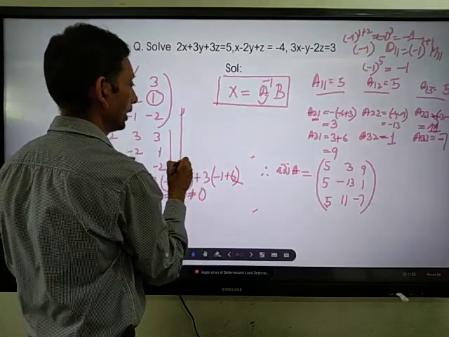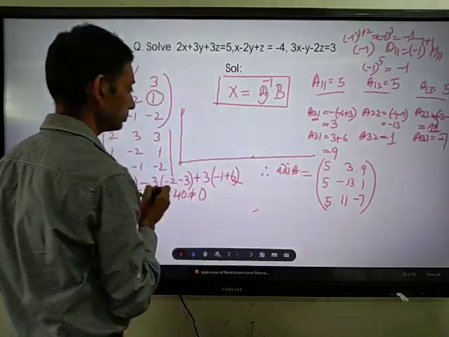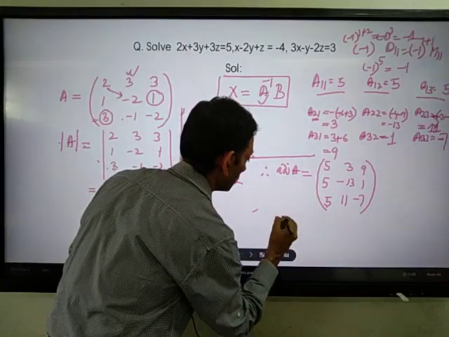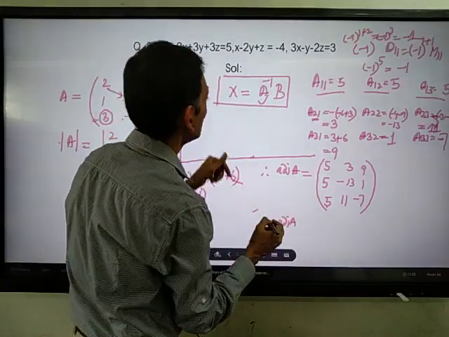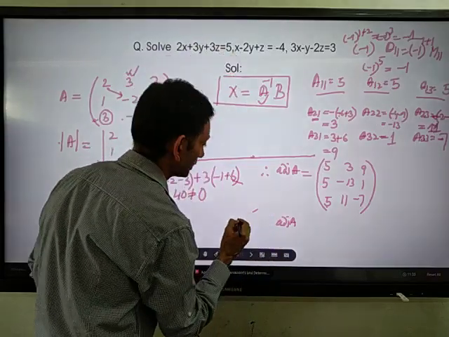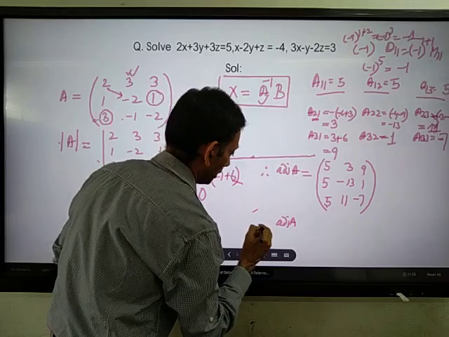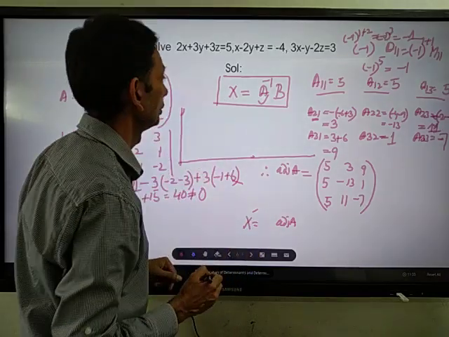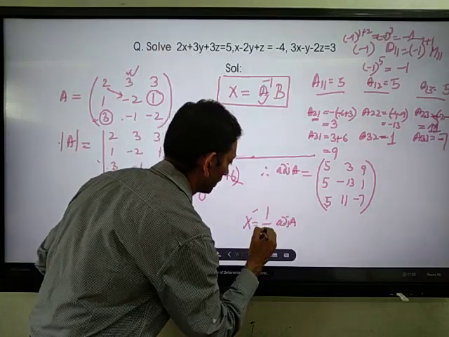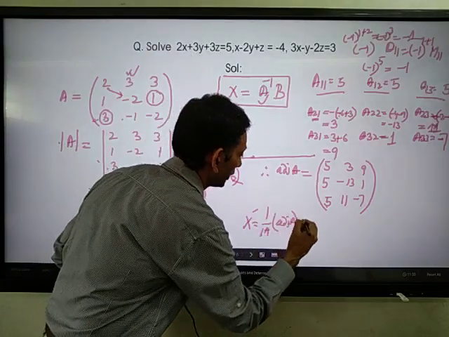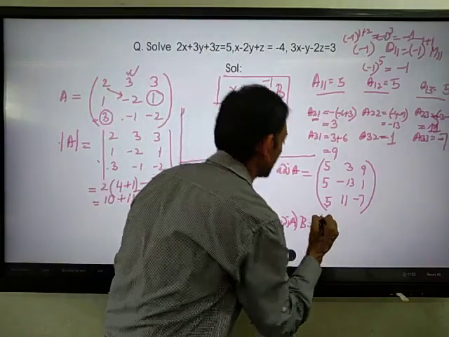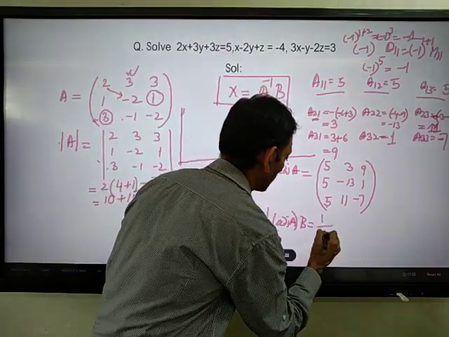So we multiply adjoints of A into B. That means X is equal to A inverse B. So A inverse means 1 by determinant A, adjoints of A, B. So what is 1 by determinant A? Determinant A means 1 by 40.